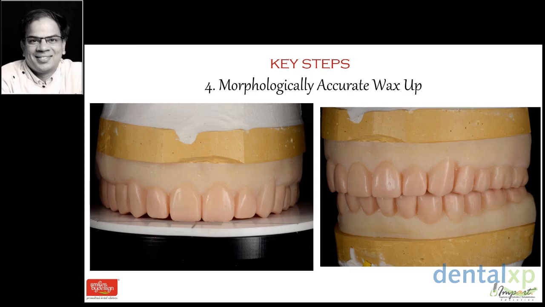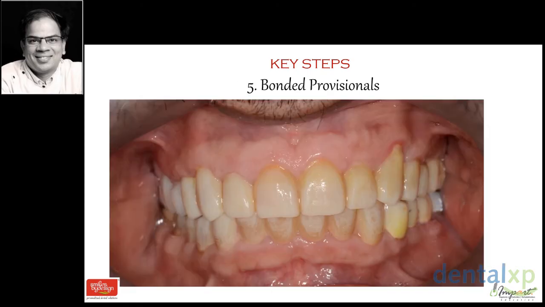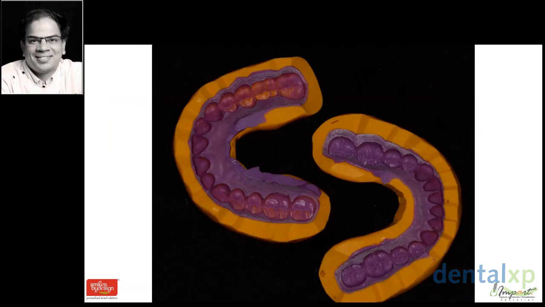The next step is to make bonded provisionals. From that wax up to this provisional now, these provisionals are bonded in this patient, the same patient that we are talking about, and he's very comfortable with it. How did he get to this stage? So from the wax up, I'll make a putty and a light body index like this. And this is my chosen technique, which I've been using for almost the last 10 to 12 years without any change. I don't like to change things that work for me.